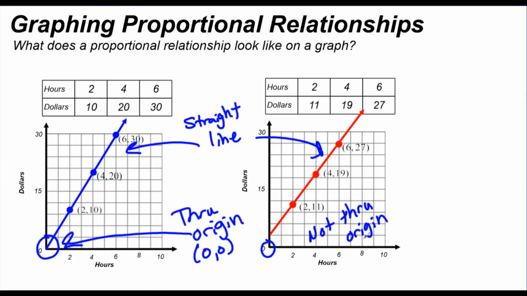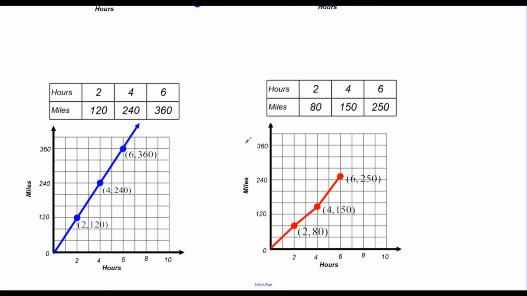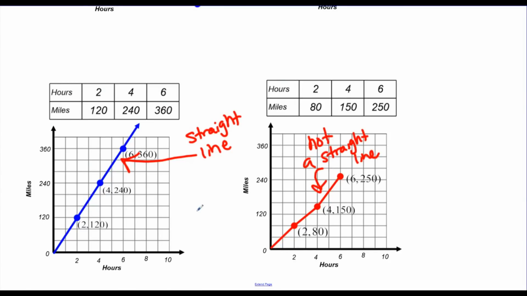Now, if we scroll down, we're going to see two more relationships where one is proportional and the other is not. The one on the left is a proportional relationship that has a constant rate of 60 miles per hour, and the one on the right does not have a constant ratio. So again, comparing the graphs of these two, we'll notice that the one on the left is a straight line, and the one on the right is not a straight line. But they both pass through the origin.